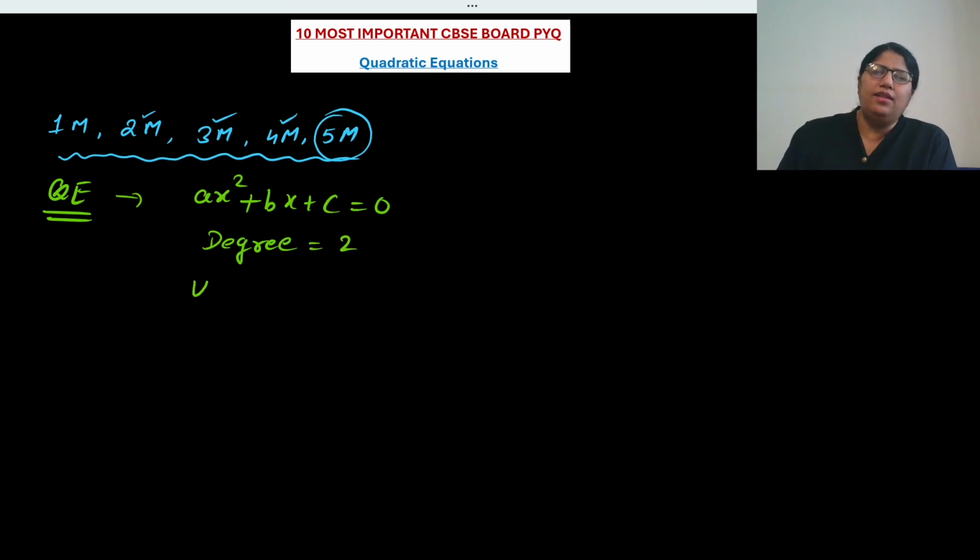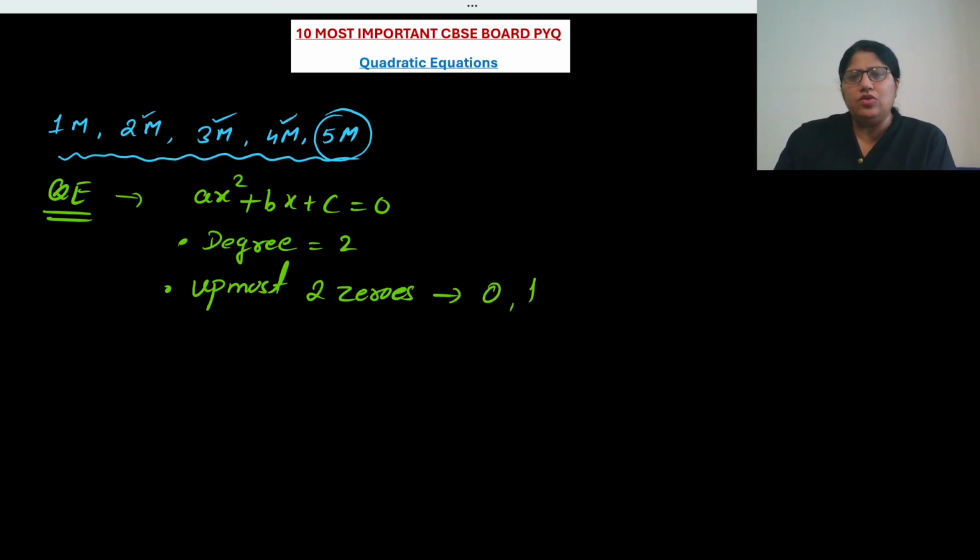Now there are all these things you have to remember. There can be at most 2 zeros, right? 2 zeros means 2 solutions, 2 roots, anything. At most 2 means there can be 0 solutions, 1 solution, or 2 solutions. Now based on the number of zeros, you can draw the graph.